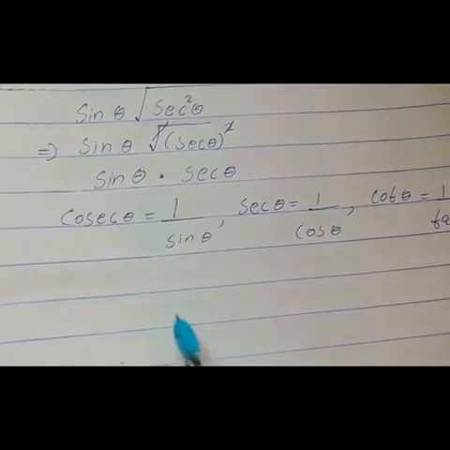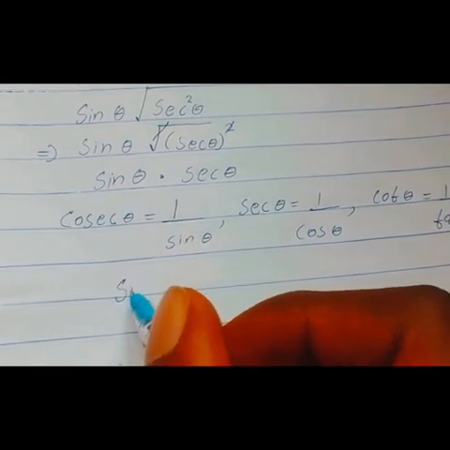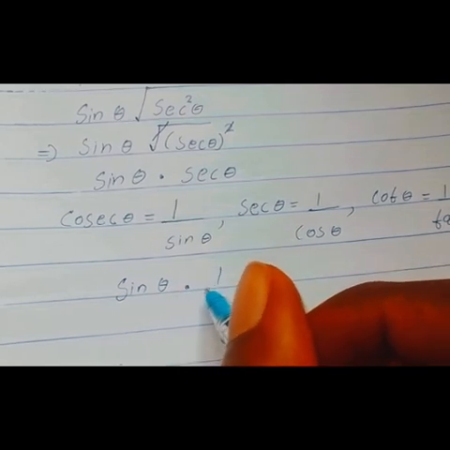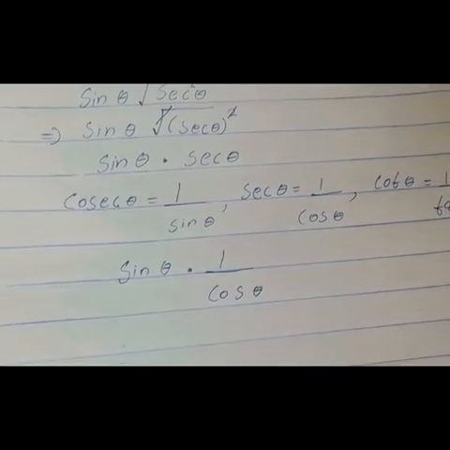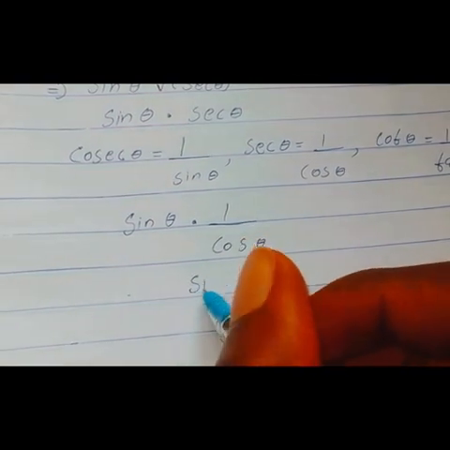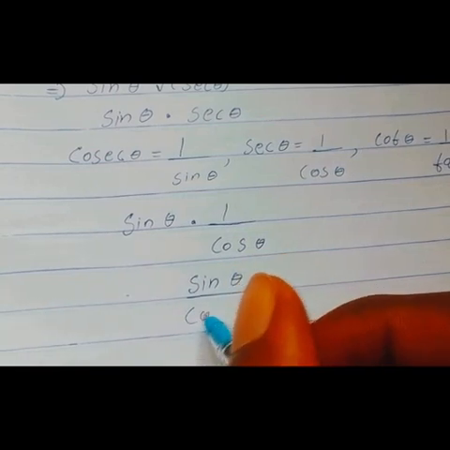Now from here, instead of writing sec theta, we replace it with 1 over cos theta to have sine theta times 1 over cos theta. Can you see that? Now from here, sine theta times 1 is still the same thing, sine theta over cos theta.